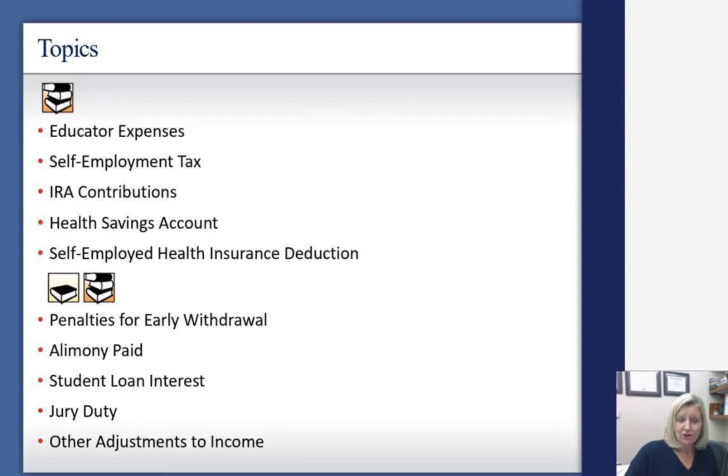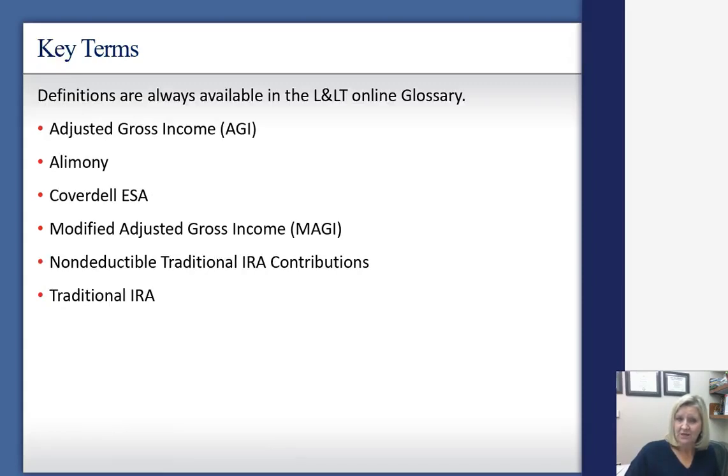All right, so here are just some samples of what we're going to talk about today. Educator expenses, self-employment tax, IRA contributions, HSA, self-employed health insurance, penalties for early withdrawal, alimony, student loan interest, jury duty, and some other adjustments.